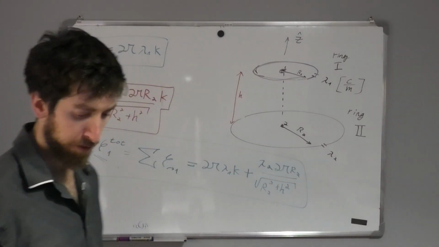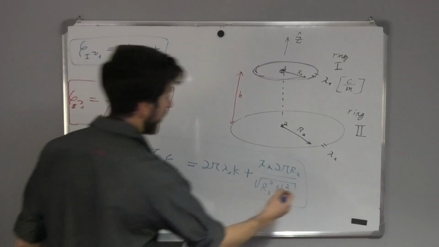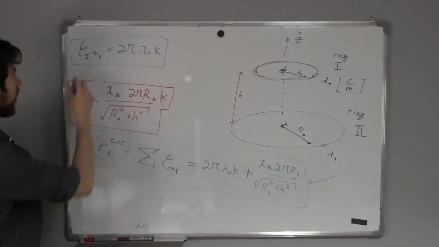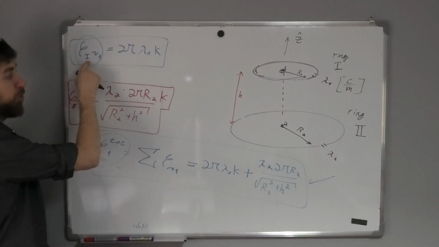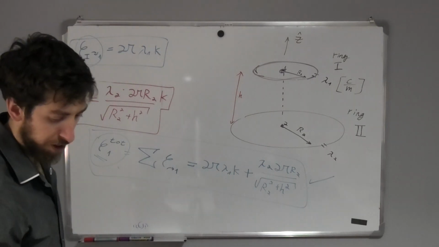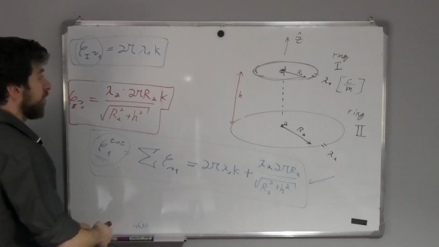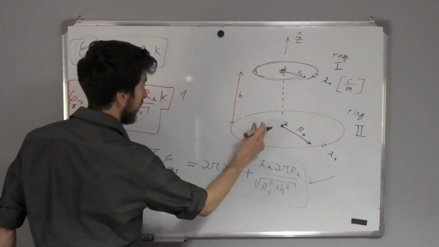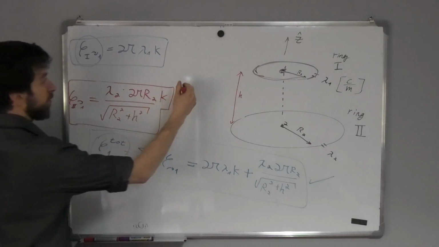Perfect. So we did this one also. We found what the potential is. The first question was, what is the potential at point 1 due to the big ring, ring number 2? That was the first question.